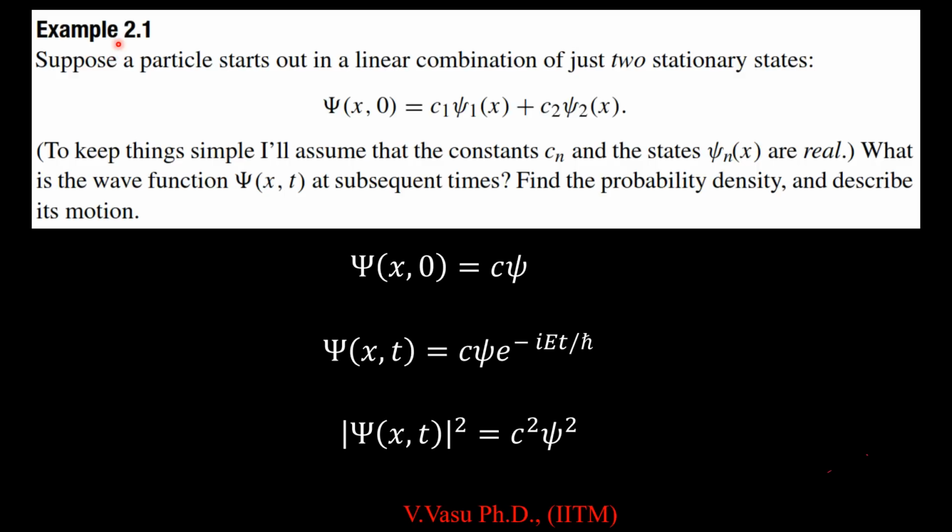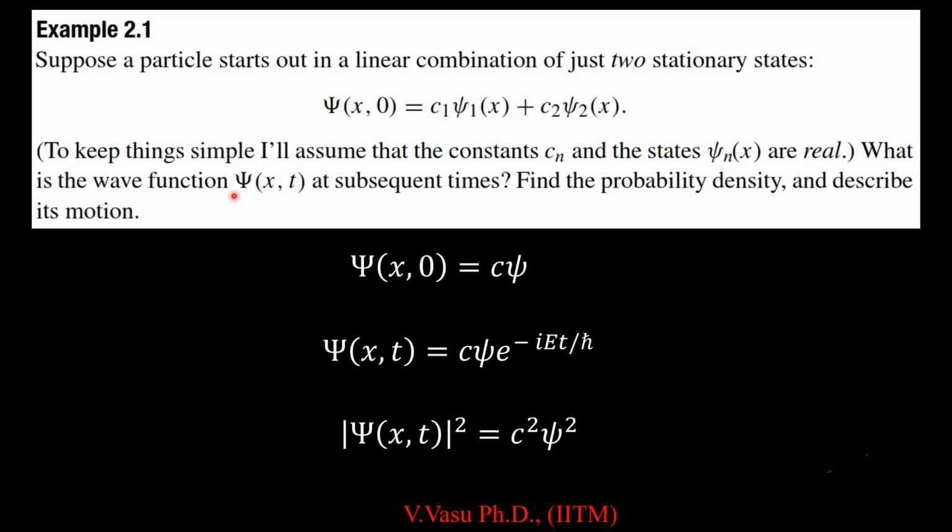Today we will solve Example 2.1 of Griffiths' third edition Introduction to Quantum Mechanics. Suppose a particle starts out in a linear combination of just two stationary states, that is, psi(x,0) = c1 psi1(x) + c2 psi2(x). To keep things simple, I will assume the constants cn and the states psi n(x) are real.